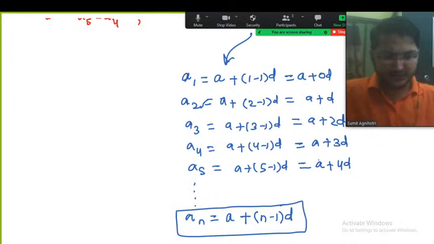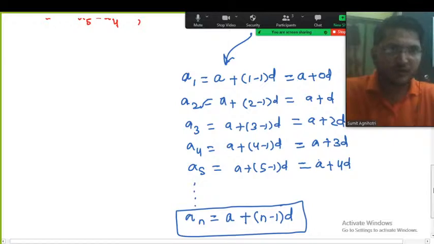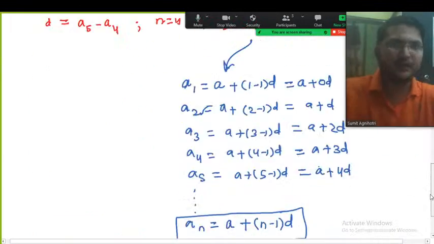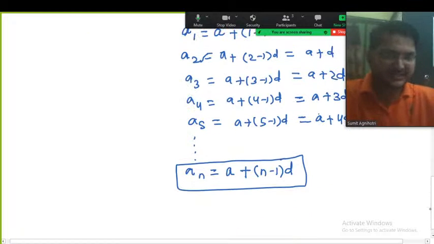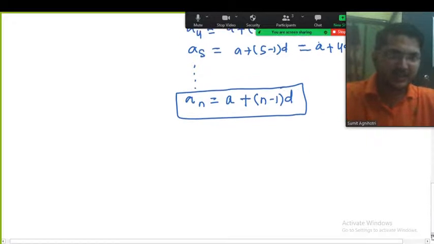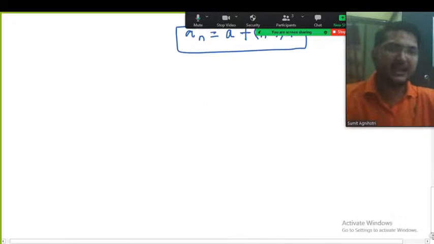Is it clear to you? What is the nth term? A plus (n minus 1) into D. So far we have concluded about AP and the nth term of AP. We could understand these topics based on AP. Basically we covered the definition part and then we covered the nth term of AP.